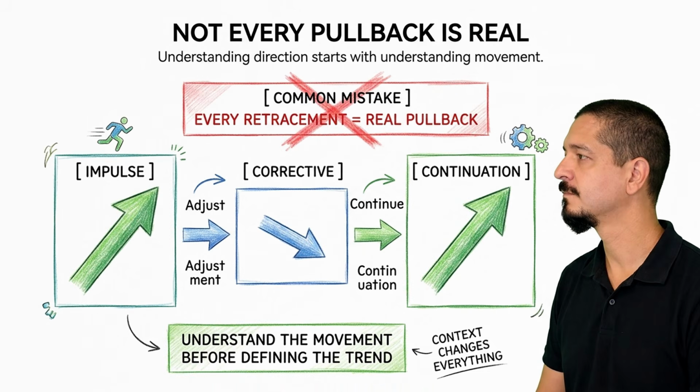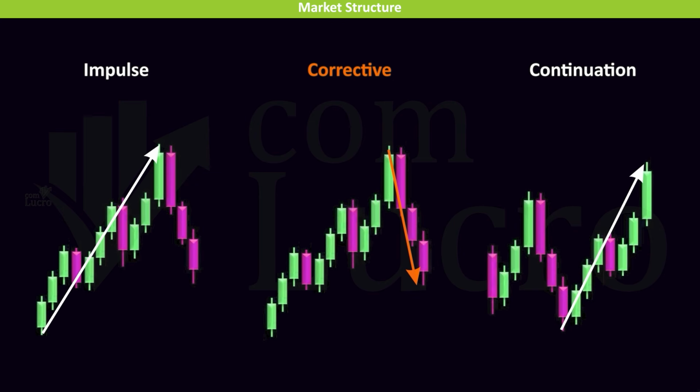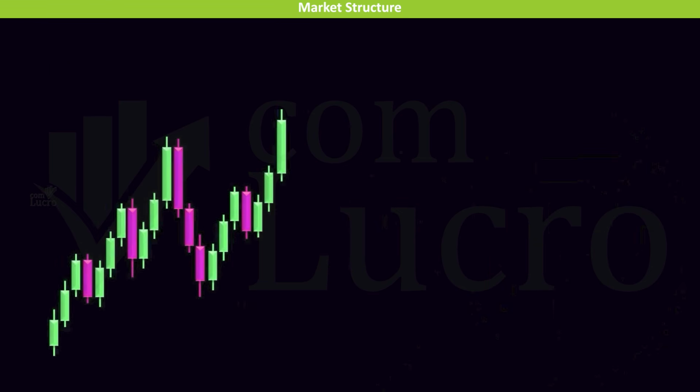Before going any further, we need a clear way to define direction, because this is one of the biggest reasons why traders constantly misread market structure. Most traders believe every retracement automatically represents a real pullback, but in reality, price action is built on three different types of movement: impulse, corrective, and continuation. Each of these movements is formed through internal candlestick structures. Now let us take a closer look at each component in detail.